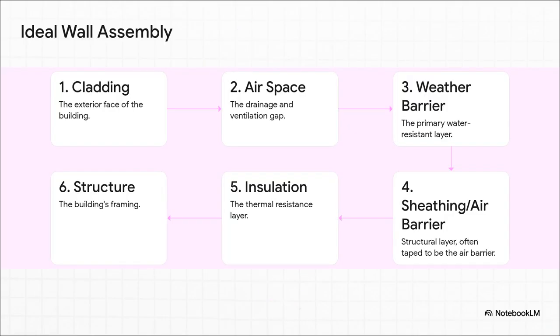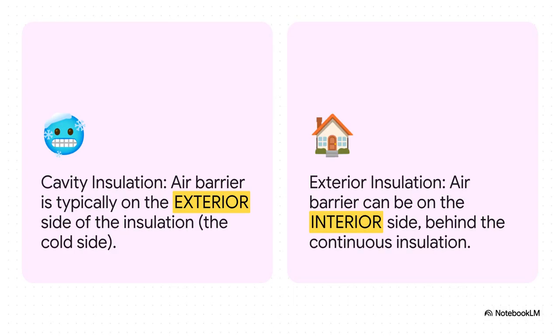Let's just trace a really common high-performance wall from the outside in. Okay, so you've got your cladding, then that airspace for drainage. Behind that, your weather barrier. Now, look close at number 4, the sheathing, usually with taped seams, is acting as our air barrier. And what's crucial here? Notice it's on the exterior, or the cold side, of the insulation. This is a classic strategy in cold climates to stop warm, moist air from the inside from hitting a cold surface and creating condensation. But like this slide shows, that's not the only way to do it.